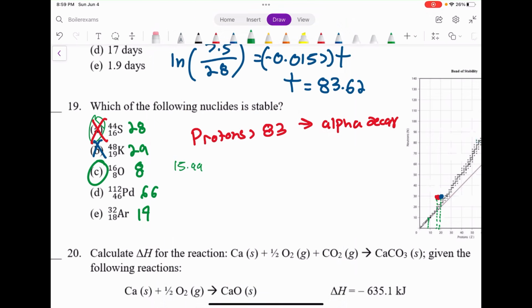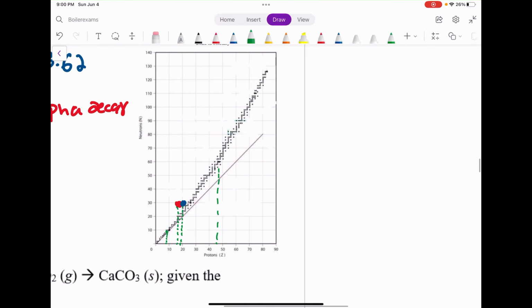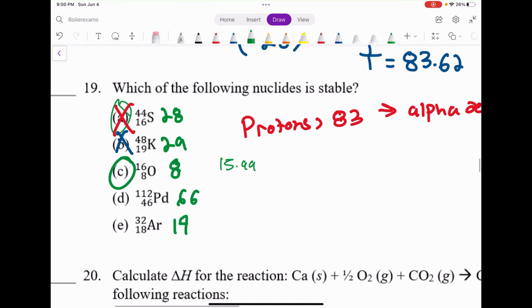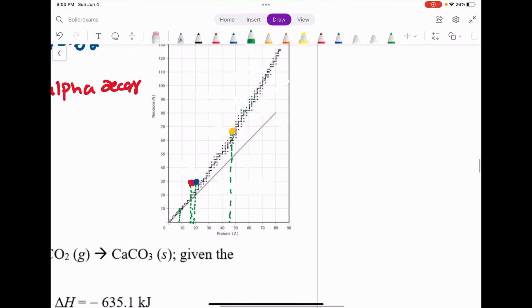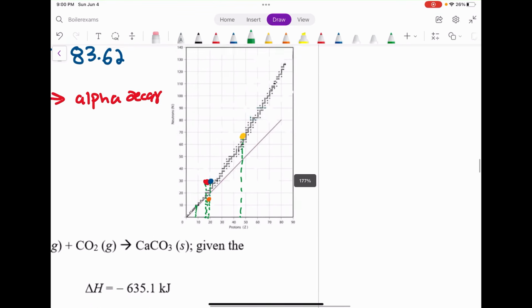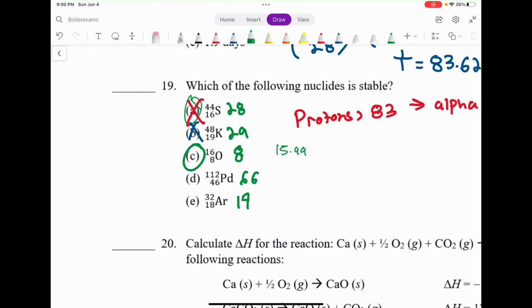D, we're going to plot 46 to 66. 66 looks a little bit high. Looks a little bit above. It's pretty close though. D doesn't look terrible. E, we got 18 to 14. That looks a little bit below. That would be like right here. A little bit below. Also, it's kind of hard to see the trends I'm drawing. But if you used the full scale one at the bottom, it might be a little more obvious. 19, answer choice C.